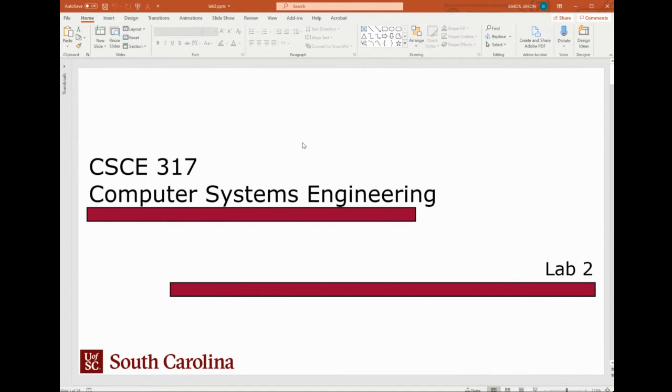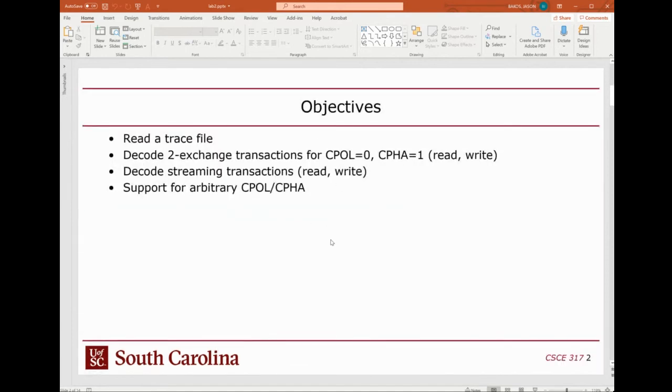Anyway, lab 2. You've got 3 school weeks to do it. The objectives are similar to the first lab in that you are asked to read a trace file. Imagine that you've collected some data using an instrument in a laboratory, like an oscilloscope, or actually a logic analyzer would be more likely, and you've saved it, or you've done a simulation, and you're reading that and want to interpret the data in there. So you're basically decoding a trace file.